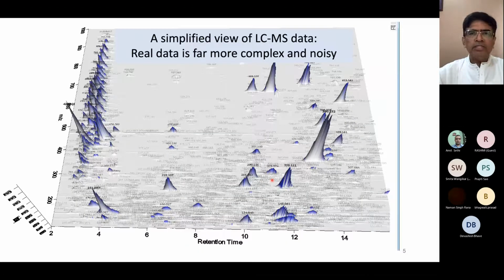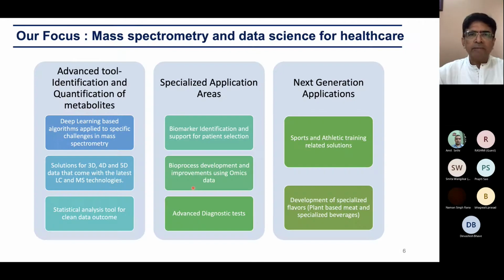The instrument that we use, LCMS, liquid chromatography and mass spectrometry, basically separates based on chromatography. So one axis is retention time on the chromatographic scale. The other axis is mass to charge ratio, M by Z, on the mass spectrometry scale, and the height is the intensity. You may have hundreds and hundreds of metabolites in a complex sample like a blood sample, and you will be able to separate them. So the challenge is in data analysis. Our focus is on data analysis.